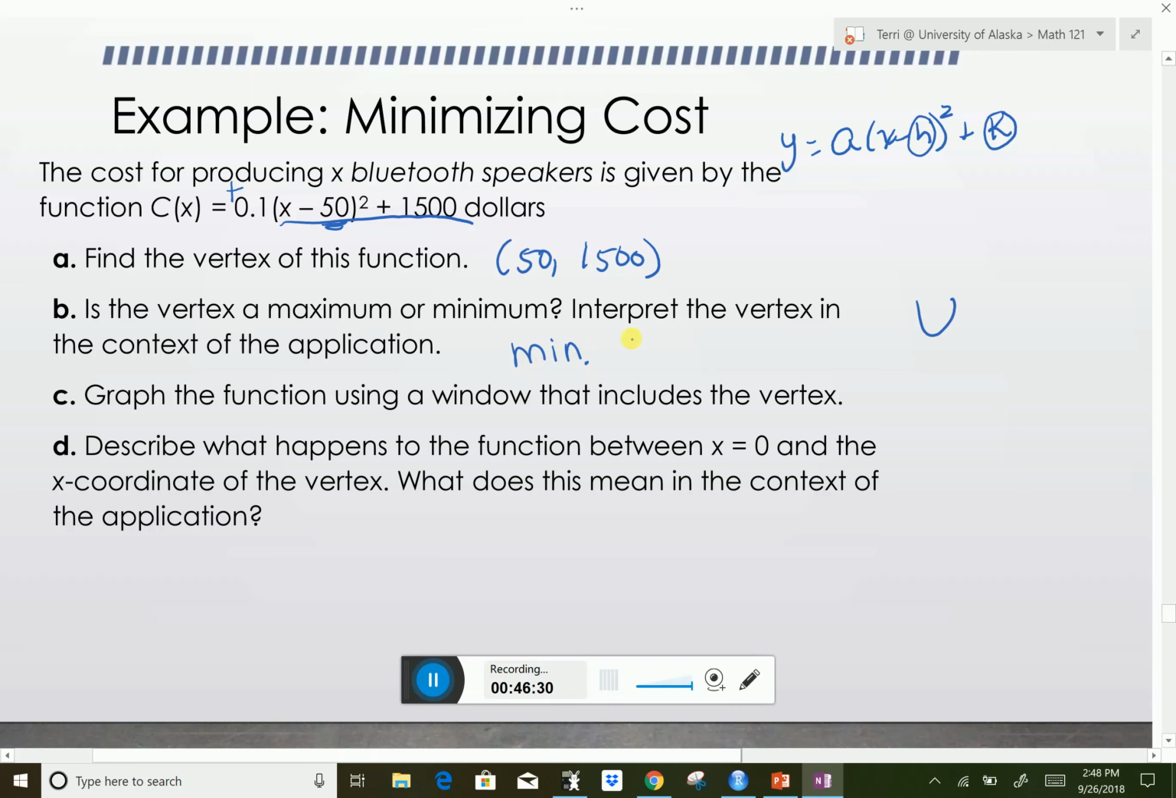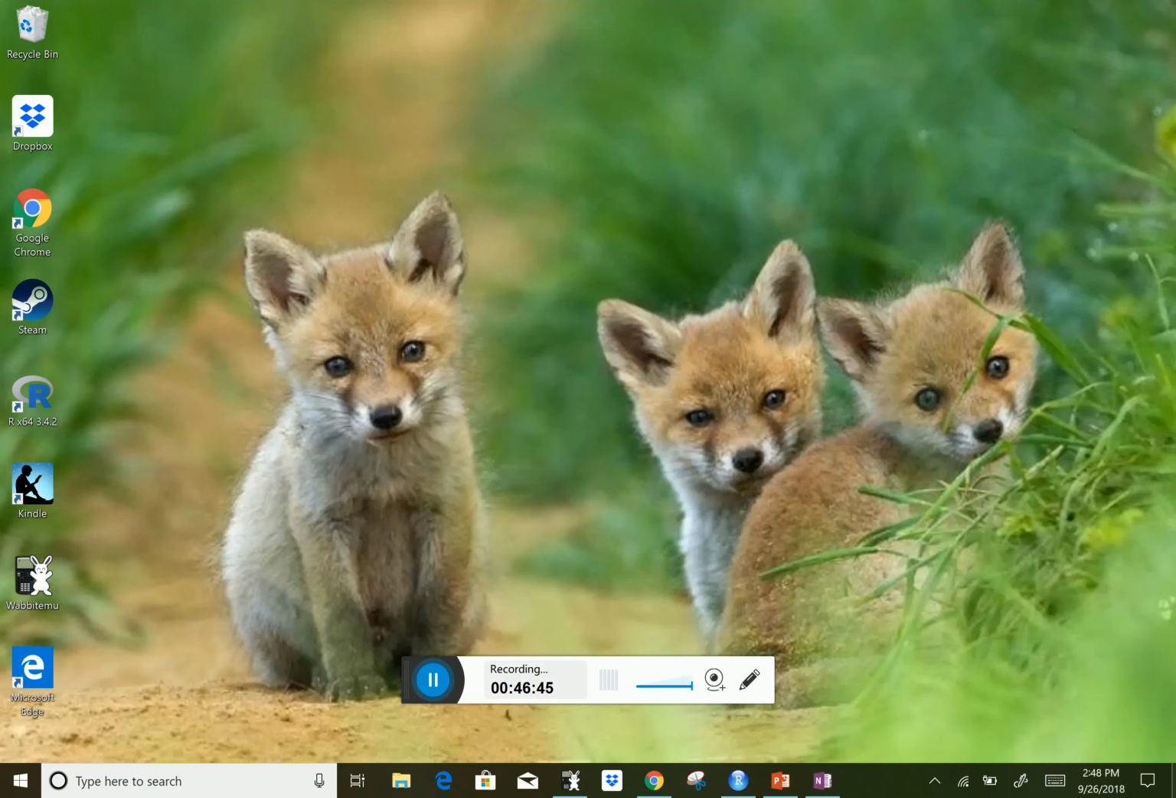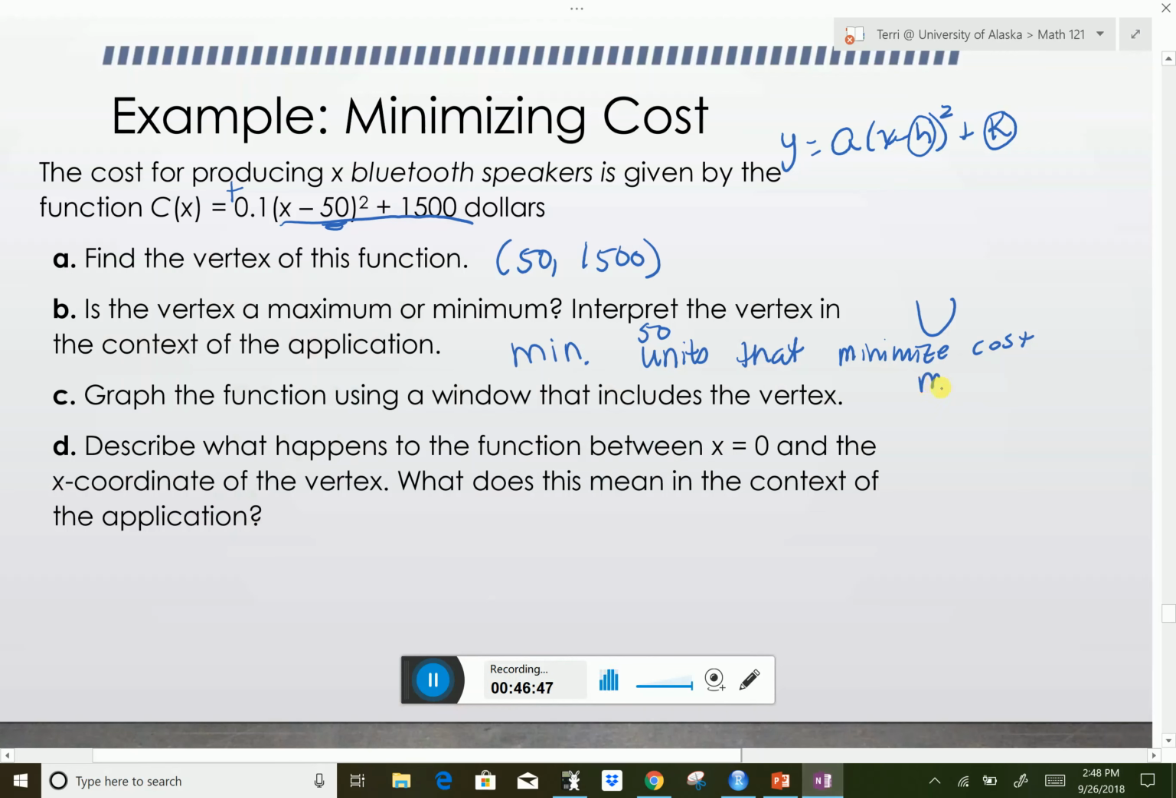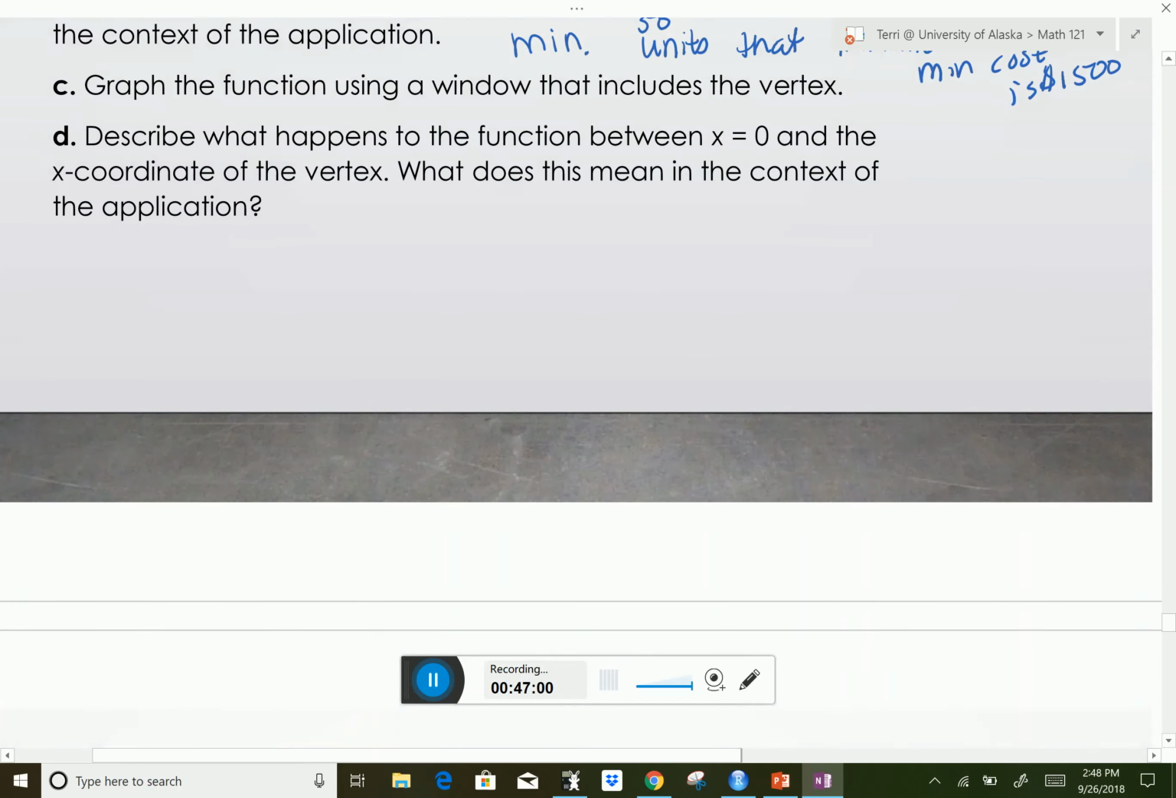Well, it'll be the units that minimize cost. And that's 50 units minimize cost. And the minimum cost is $1,500. That's the lowest our costs can be. So let's graph this function in a window that includes the vertex.